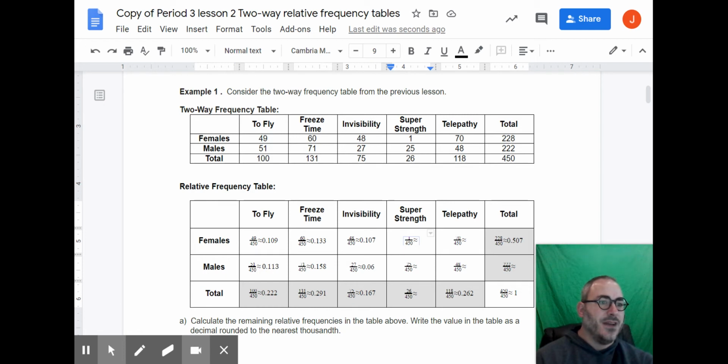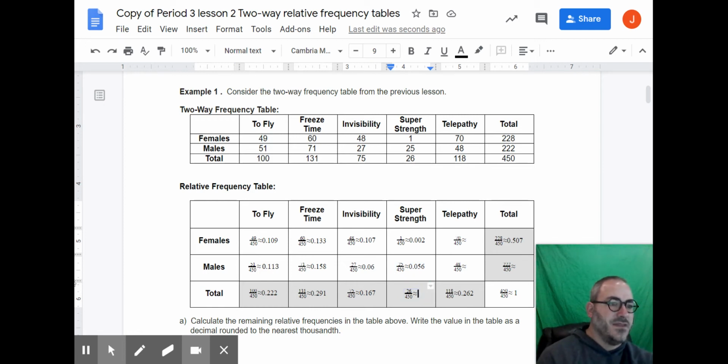So 1 divided by 450 is 0.002. Wow, a really small percentage. 25 divided by 450 is going to be 0.5. Oh, no. 0.05. And then my next 5 rounds up to a 6 because there's a 5 in the 10,000th place. Must be 5.6%, right?